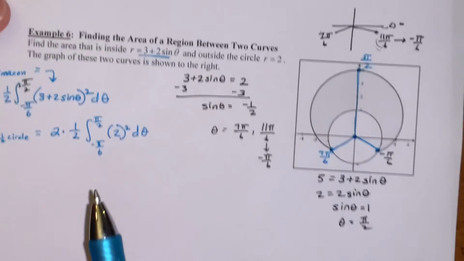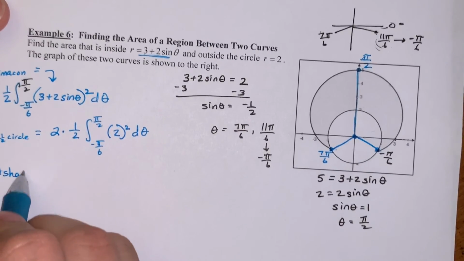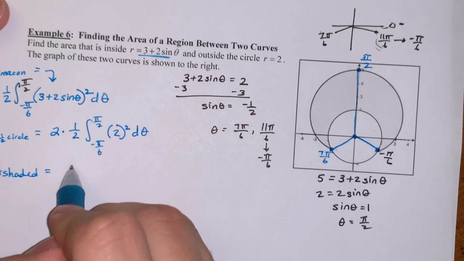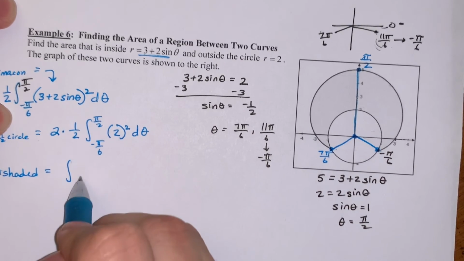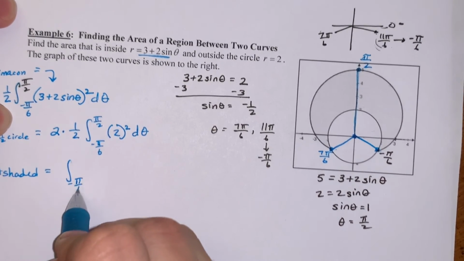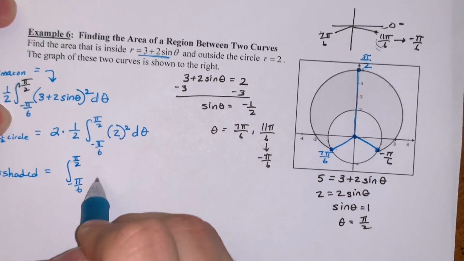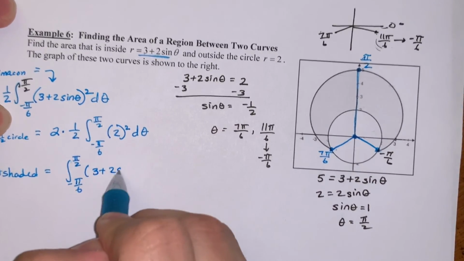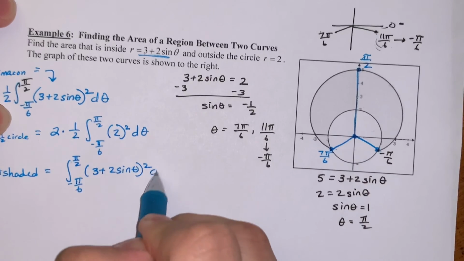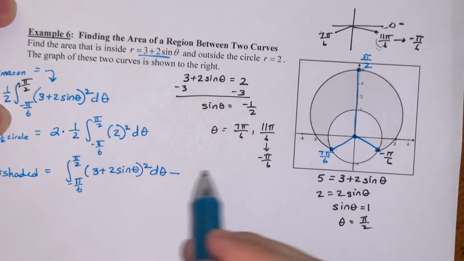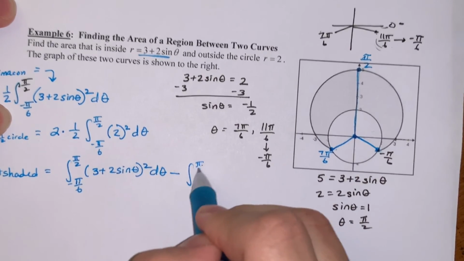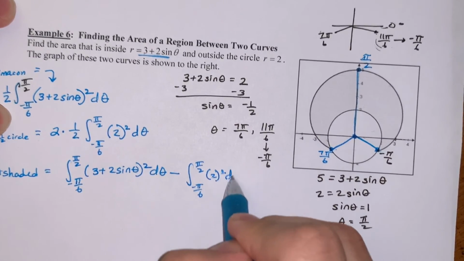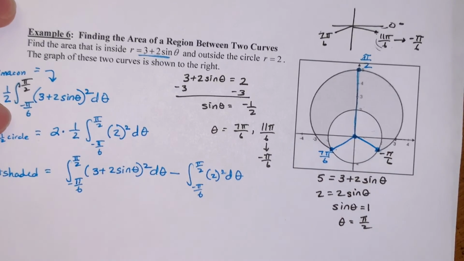And that's about it. So my area of the shaded region is just going to be equal to, let's see, the integral, because 2 times 1/2 is 1, the integral from negative pi over 6 to pi over 2 of (3 plus 2 sine of theta) squared d theta, minus the integral of that half circle. So the integral from negative pi over 6 to pi over 2 of 2 squared d theta. Or you could have just said 4. Whatever, I don't know why I left it like that.